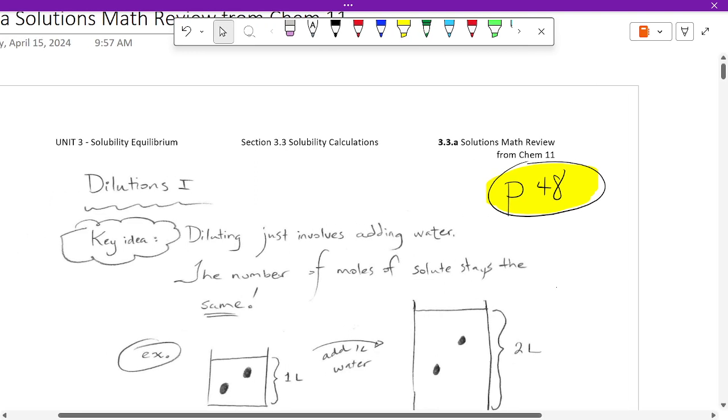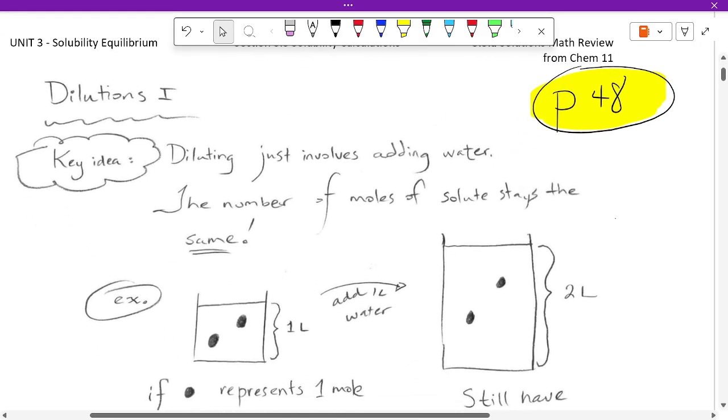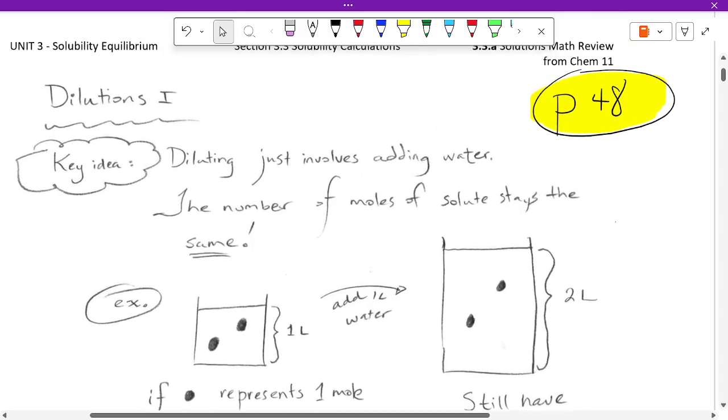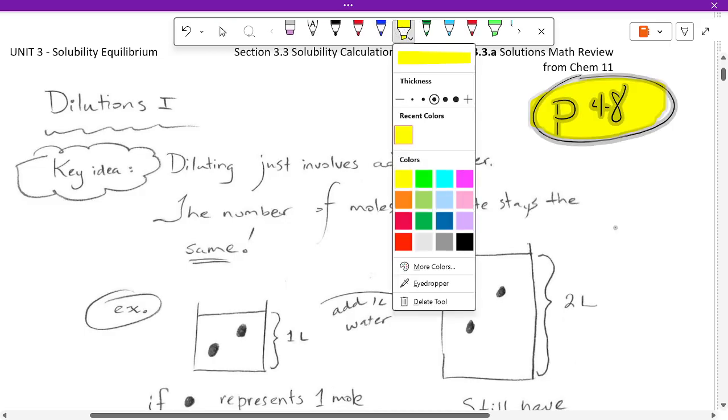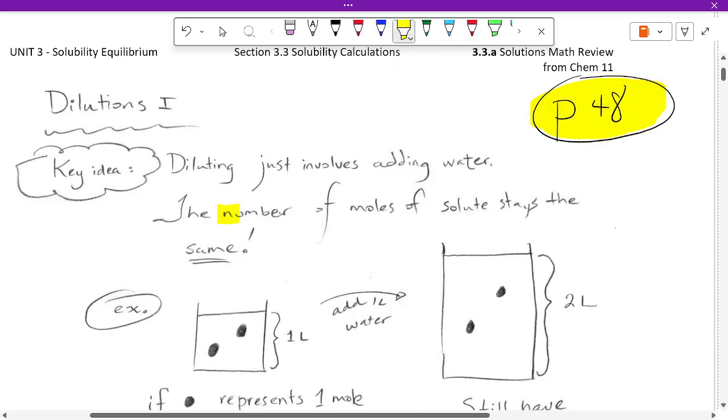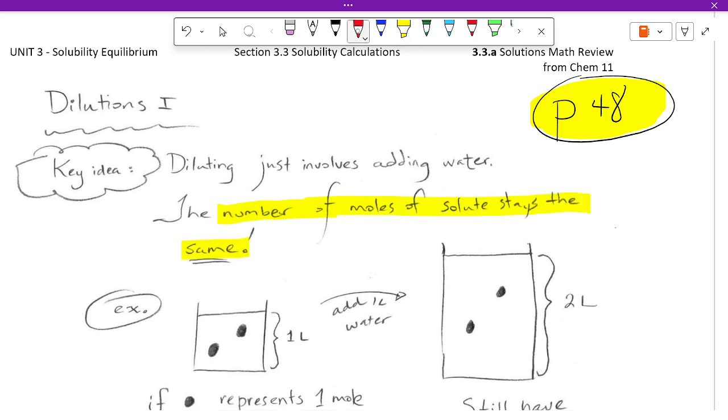So, dilutions. Key idea. Do we remember how to do dilutions? Yeah? Maybe? Okay. Dilutions basically just involves adding water. Or you could add a different solution, but mostly just adding water. So the key idea here is that the number of moles of solute stays the same.